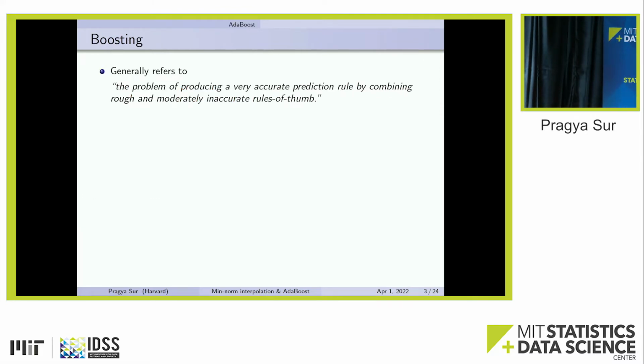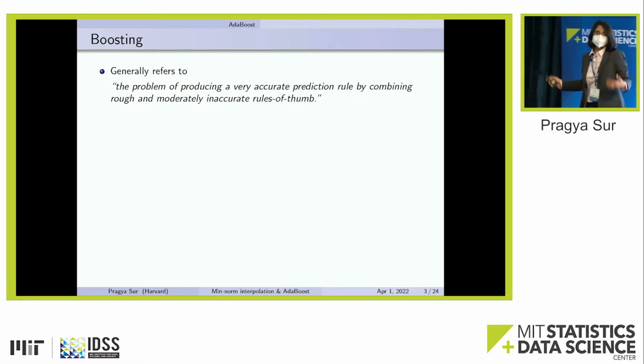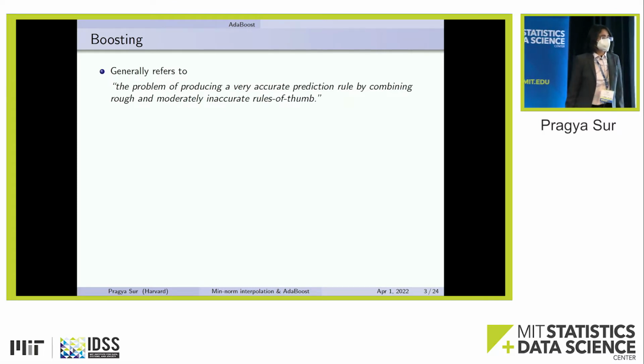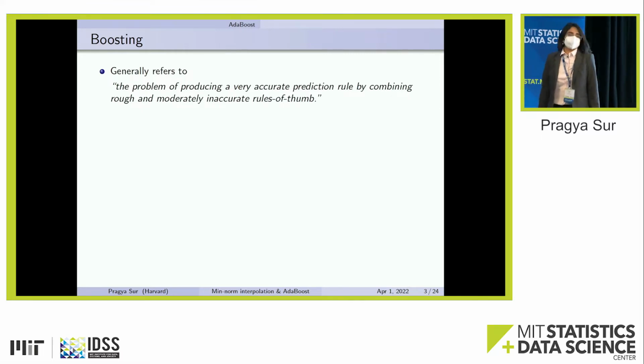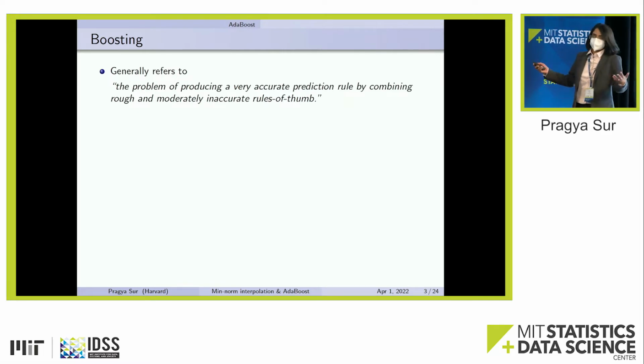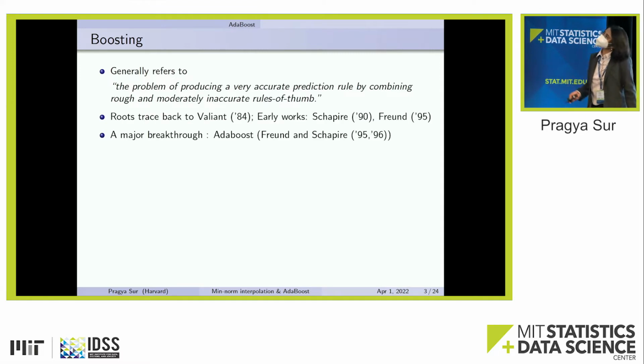Quick recap, or detour, into understanding what has been known in boosting so far. Boosting, by now, is a general term that refers to the problem of producing a very accurate prediction rule by combining rough and moderately inaccurate rules of thumb. So what do we mean by rough and moderately inaccurate? These rules of thumb only need to be a little bit better than random guessing. But boosting generally refers to the approach where you take many of these weak classifiers and smartly aggregate them and come up with an eventual prediction pipeline, which works well in practice.